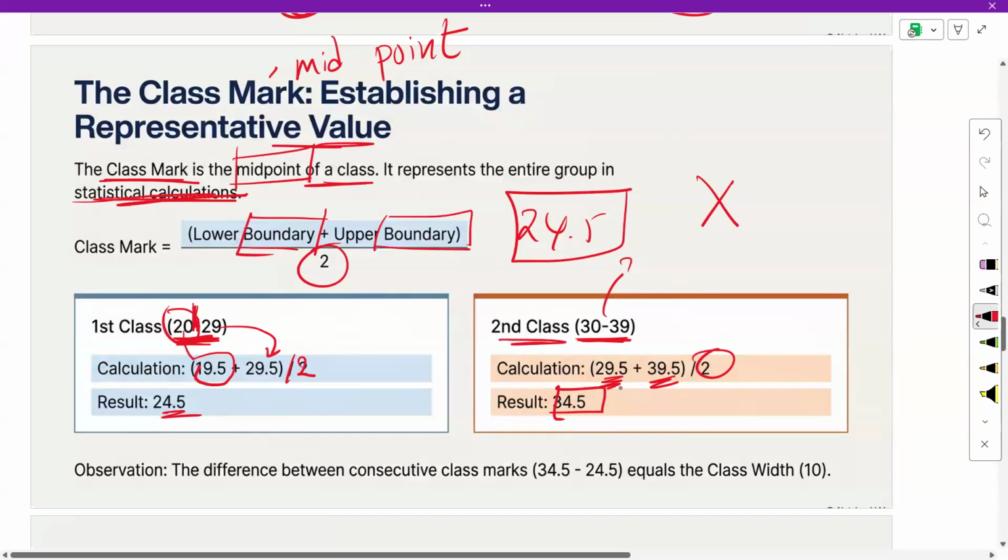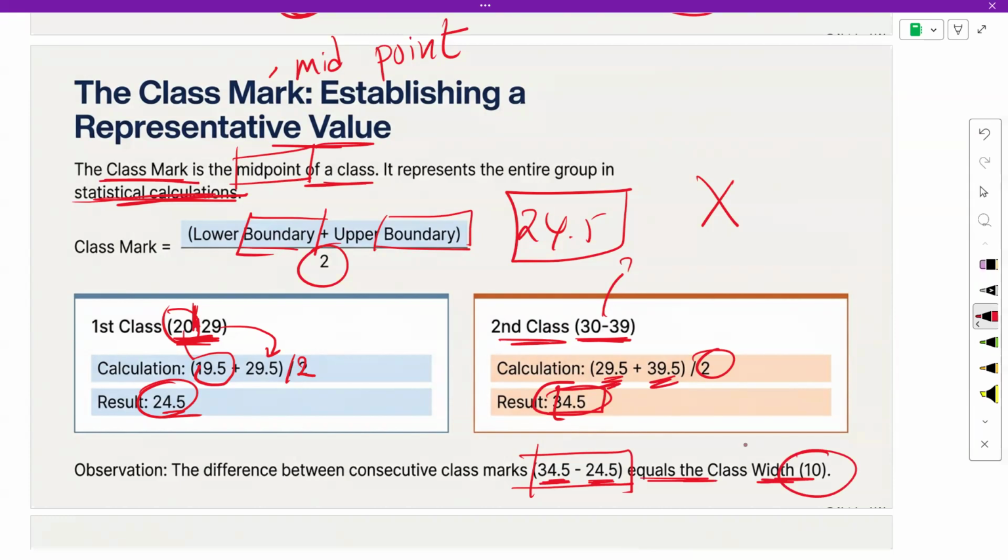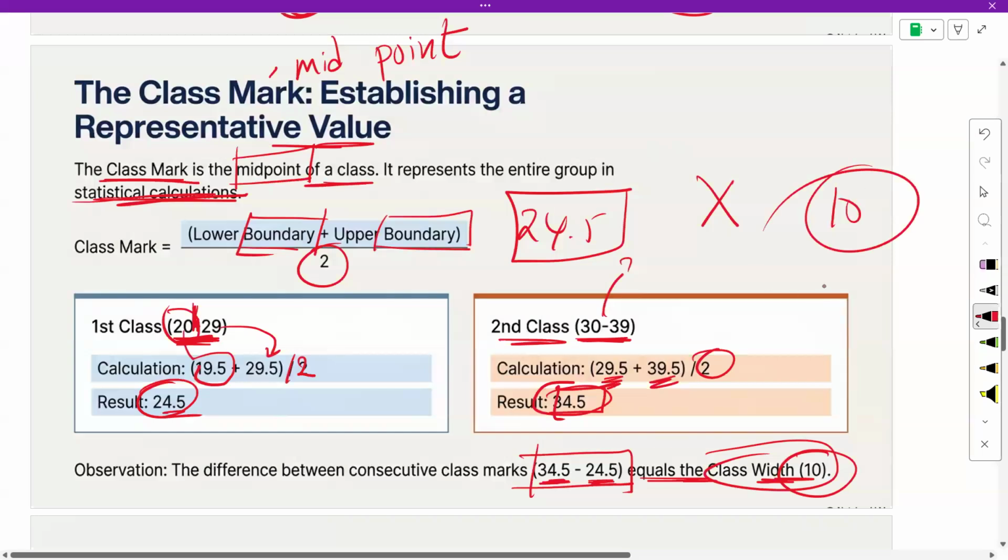Second class. Observation: the difference between consecutive class marks, 34.5 minus 24.5. See the differences: equal classes with equal 10. So when you calculate the class mark, the midpoint, the difference between the sequence of classes is equal to the class width. We already decided the class width should be 10 for this calculation.